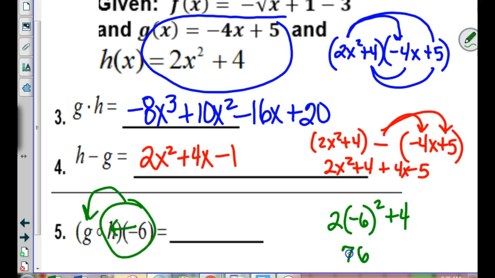No, because this is a composition of functions. So you can put function h into g and combine them one inside the other and then put in a -6. If you're going to do it in steps, you got to go backwards. Because now we have to put the 76 into g. Is everybody okay with where I got 76? Okay. 76 into g would be -4 times 76 plus 5. Yeah, I don't know what that is. Somebody helping me? It's negative.